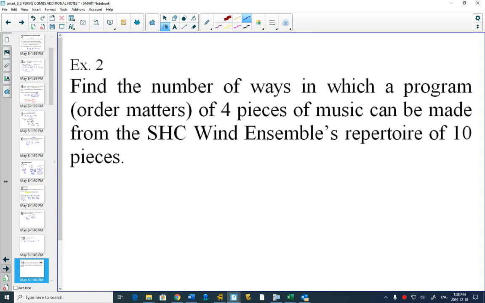Find the number of ways a program, where the order matters, of 4 pieces of music can be made from the Sturgeon Heights Collegiate Wind Ensemble's repertoire of 10 pieces. Well, if the order matters, you could do this as a permutation, 10P4. You could do this as, I have 4 decisions to make. What's going to be my first piece of music? How many choices do I have? 10. Then I have 9, then 8, then 7. It would be a terrible concert if they allowed repetition.